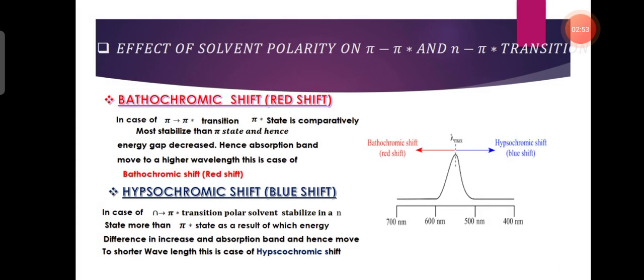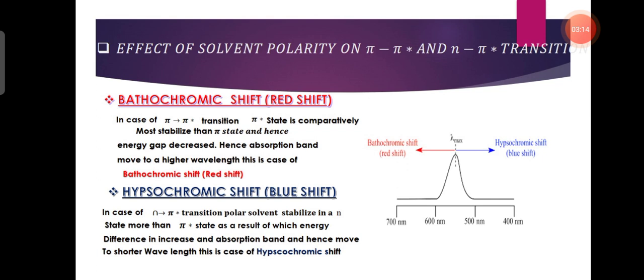Effect of solvent polarity on pi to pi star and n to pi star transition. In case of pi to pi star transition, the pi star state is comparatively more stabilized than the pi state and hence the energy gap is decreased. Hence the absorption band moves to higher wavelength. This is the case of bathochromic shift. Bathochromic shift is also known as red shift.